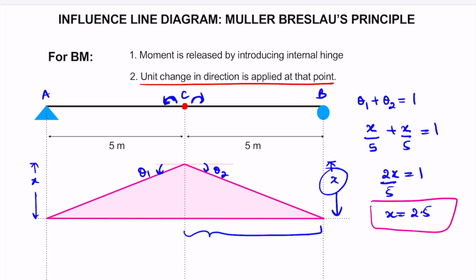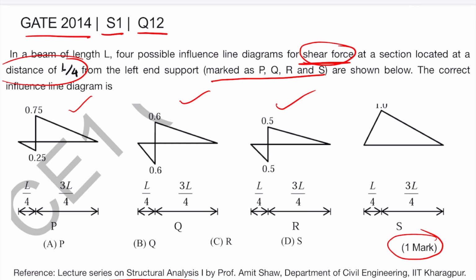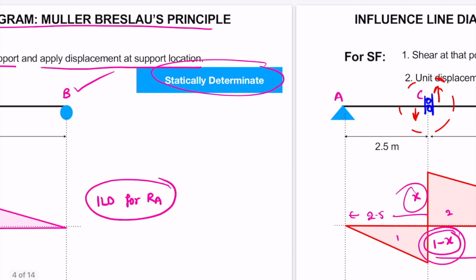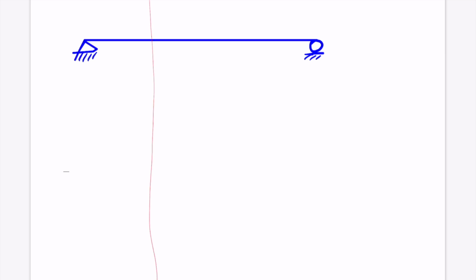So now we have seen how to find the ILD for shear force, reaction and bending moment. Now let's come back to our question. Here we are given one beam, so it will be a simply supported beam, and we have to find the ILD for shear force at distance L by 4. So let's draw one simply supported beam here, and let this point C be at L by 4 distance. So this distance is L by 4.